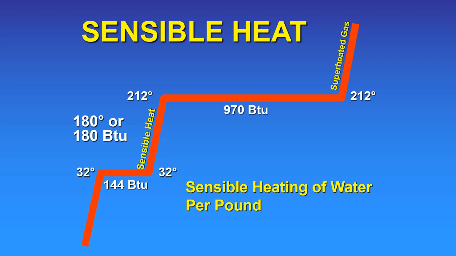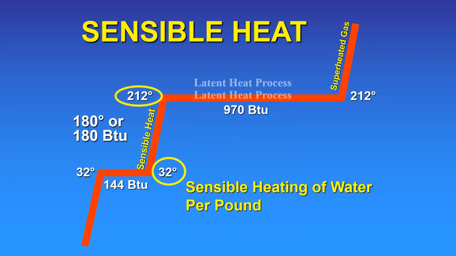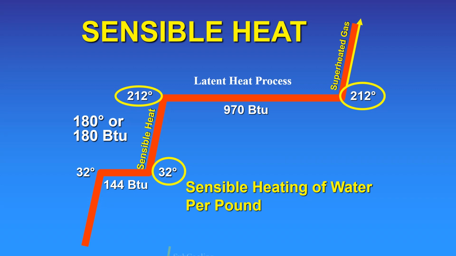In this diagram, we see sensible heat being added to 32-degree water, raising its temperature to 212 degrees. Then we see the latent heat process as the 212-degree liquid boils at 212 degrees and changes state and becomes a vapor. After it becomes a 212-degree vapor, more sensible heat is added, which is our superheat. Going the other way, as heat is removed through latent heat process and the 212-degree vapor becomes 212-degree water, more sensible heat is removed and the liquid is further cooled, which is our subcooling.